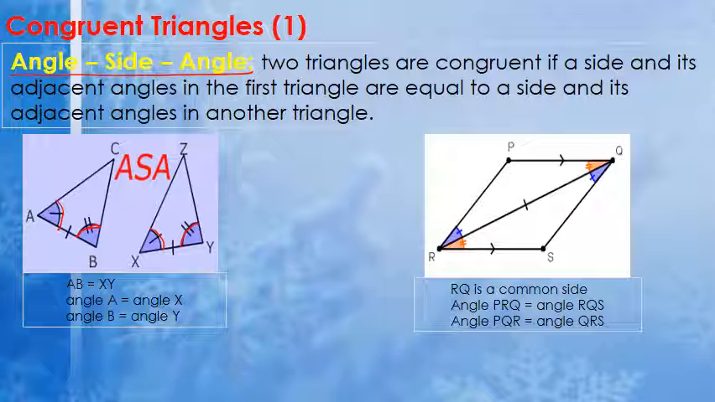In the second figure here, we have two triangles PRQ and SRQ. We can see that RQ is a common side. We have angle QRS equal to angle PQR. It is an adjacent angle, and the second adjacent angle SQR is equal to angle PRQ. Then these two triangles are congruent by ASA, or angle side angle.